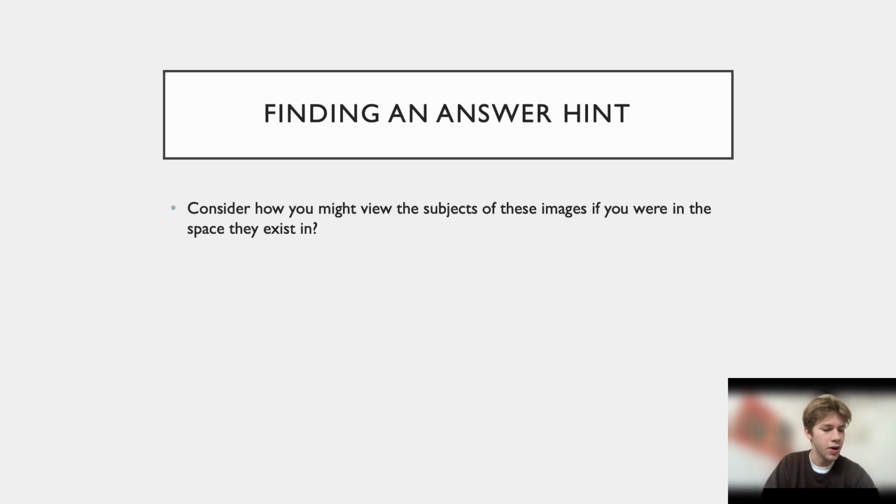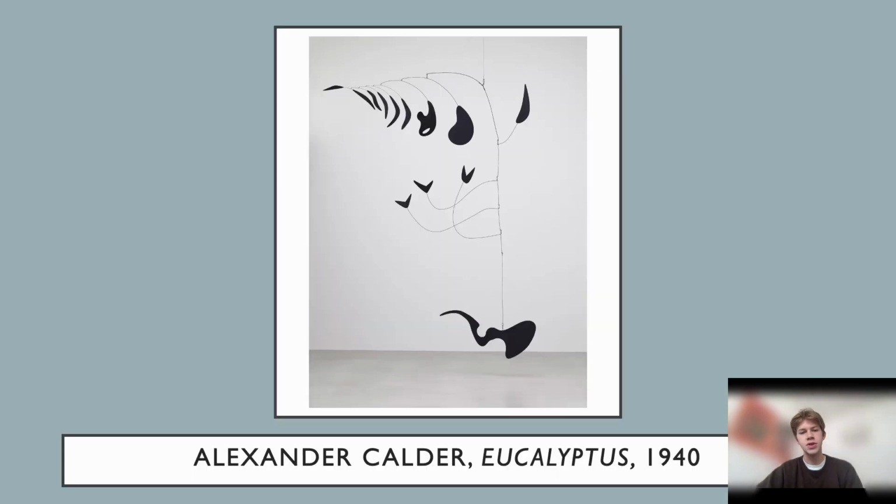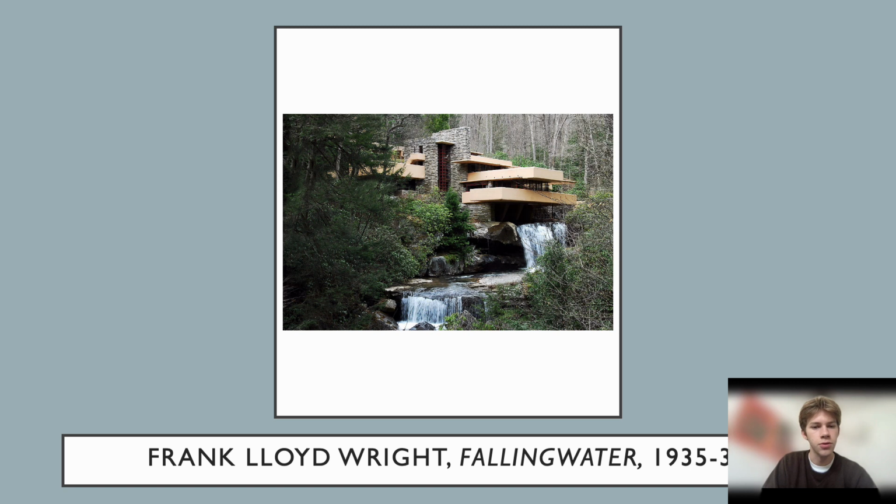So to give you a little bit further help, I'm now going to tell you the artist and title and year of the 2 artworks here. The first is, of course, an Alexander Calder mobile. This one, his Eucalyptus, which he made in 1940. And the second is Frank Lloyd Wright's Fallingwater, and I think my video might have just cut off the date there, but it was constructed between 1935 and 1939.